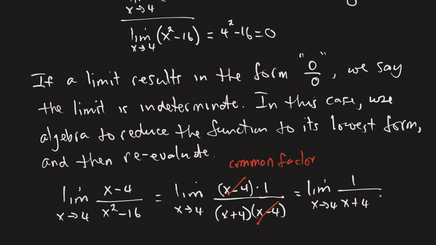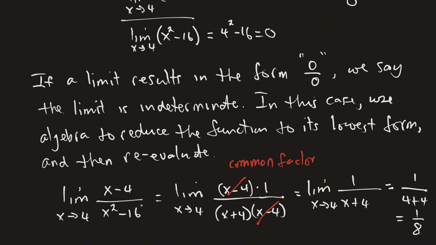Now, again, this is a rational function, and this is where I try to plug my 4 back in. And lo and behold, I don't get some weird 0 over 0 now. I get an actual number. So the numerator is a constant, and we know the limit of a constant is a constant. And then the limit of the denominator, it's a linear function, a polynomial, so I can just plug 4 in, and it's 4 plus 4. So that function approaches 1/8.